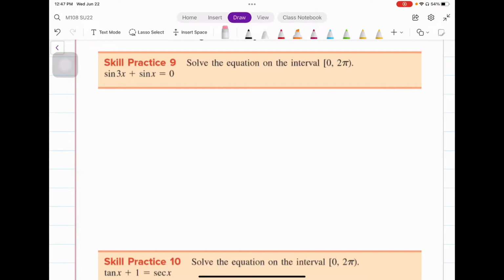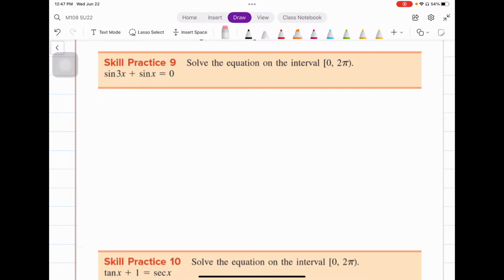I can use the sum to product formula in order to solve this equation so that I can use the zero product property, because at this point I can't set sine of 3x equal to 0 and sine x equal to 0. I need to combine this into a product so I can then solve. And I also can't factor anything because sine of 3x and sine x are different.